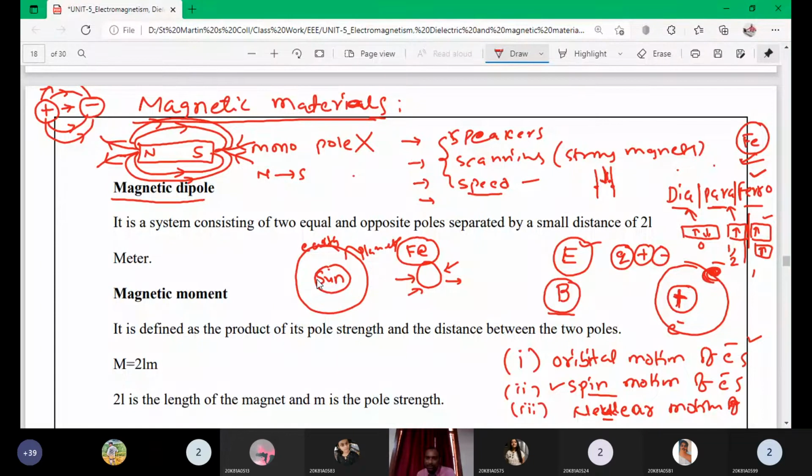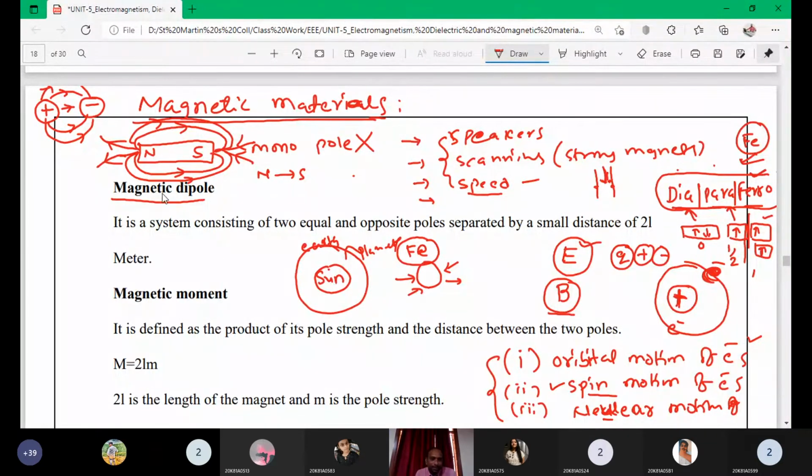Okay, these are three types of classifications: dia, para, ferro, depending on magnetic field or magnetic strength. This is the origin of magnetic field. If anybody asks you, you tell these reasons. Now we'll come to definitions.